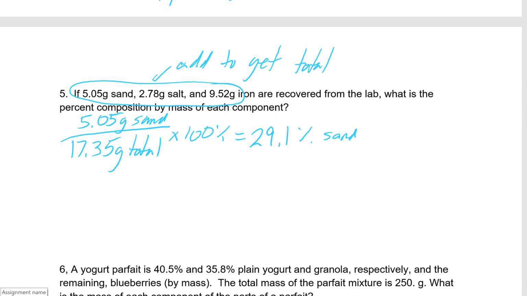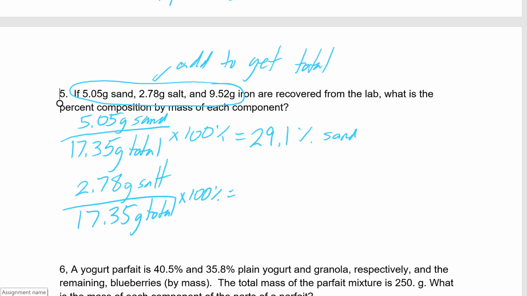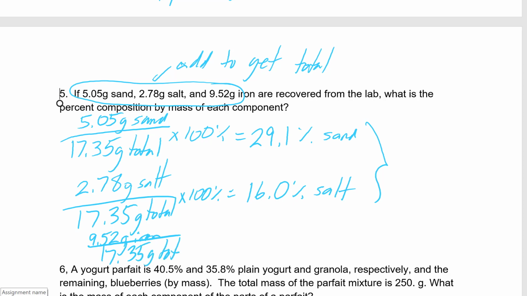So in the next calculation, we're going to do 2.78 grams of salt. And again, divide by the same total and multiply by 100%. Let me do that in my calculator. And the answer is 16.0% salt. And then to solve the last one, you could add these together and subtract from 100%, or you can just do the calculation like we did before. 9.52 grams of iron divided by 17.35 grams total times 100%. And the answer would be 54.9% iron.